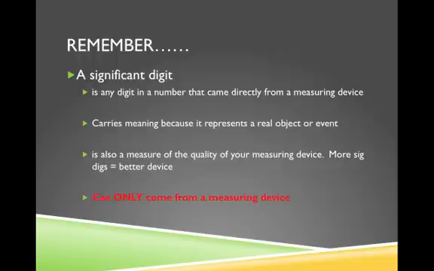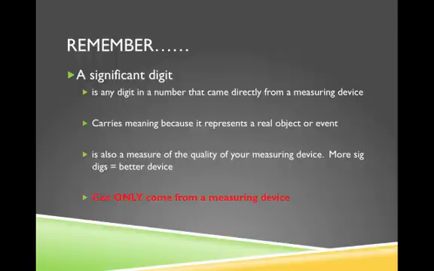Before we start, let's do a quick recollection of what we talked about before with significant digits. A significant digit is any digit in a number that came directly from a measuring device. And we said that these were important because these digits carry meaning associated with them. They represent something real in the world, some object or some event that you recorded. A significant digit, if you recall, is also a measurement of the quality of your measuring device. More significant digits translates into a better, more high-quality measuring device itself.